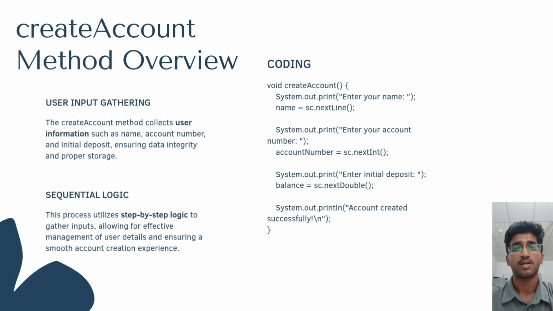Okay, now I'm going to talk about create account. The create account method uses sequential logic to guide the user. It prompts for their name, account number, and initial deposit, storing each piece of data in the object's attributes. It concludes with a success message, ensuring a smooth onboarding experience.